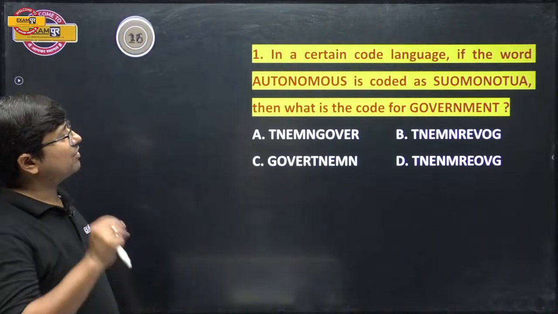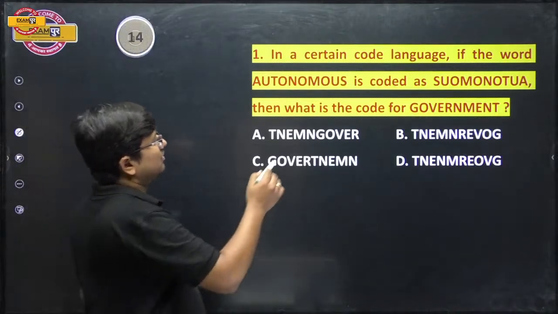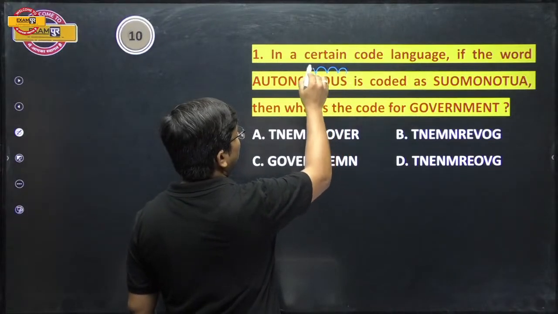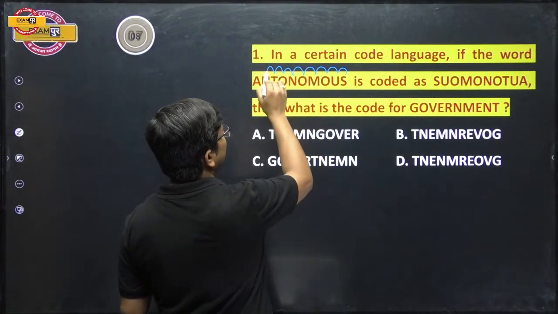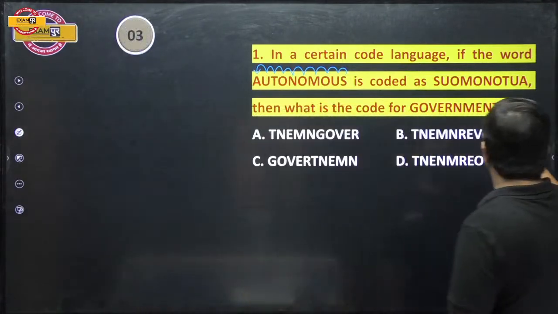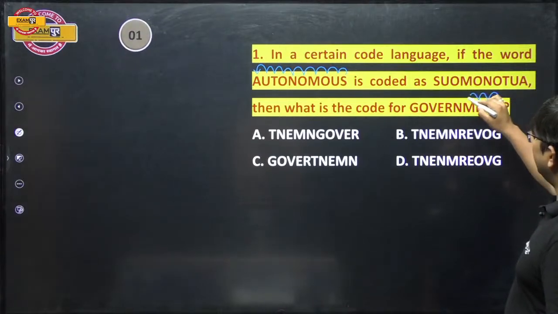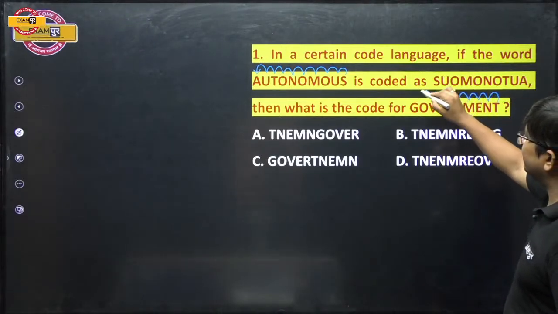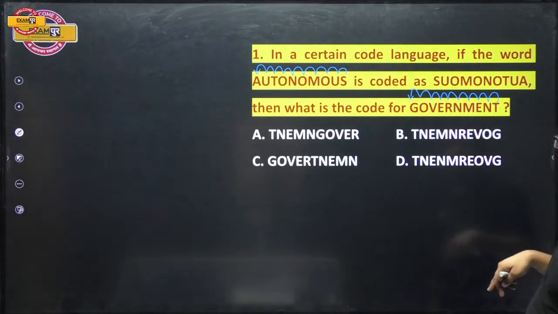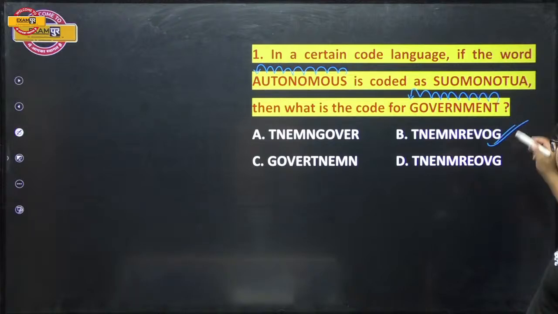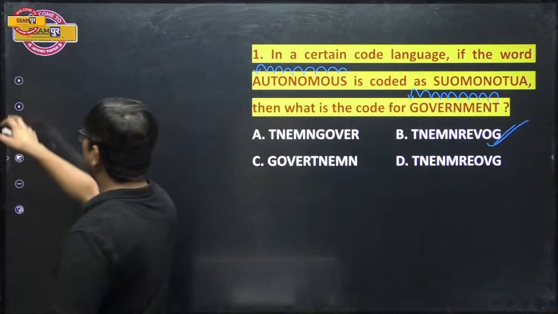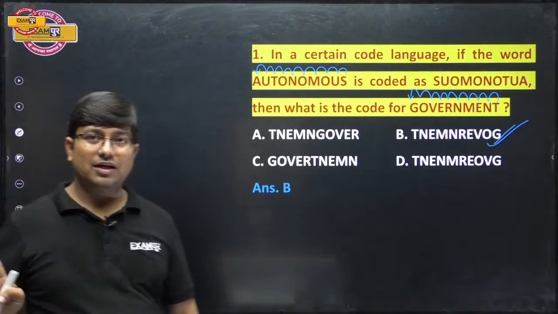Very good. So see what is going on. The words are written in reverse order. SUOMONOTUA. In this way the things are going. So here also, what is to be done? From T, NEMNREVOG, TNEMNREVOG. Okay? And therefore the right answer is option number B. So as simple as this.